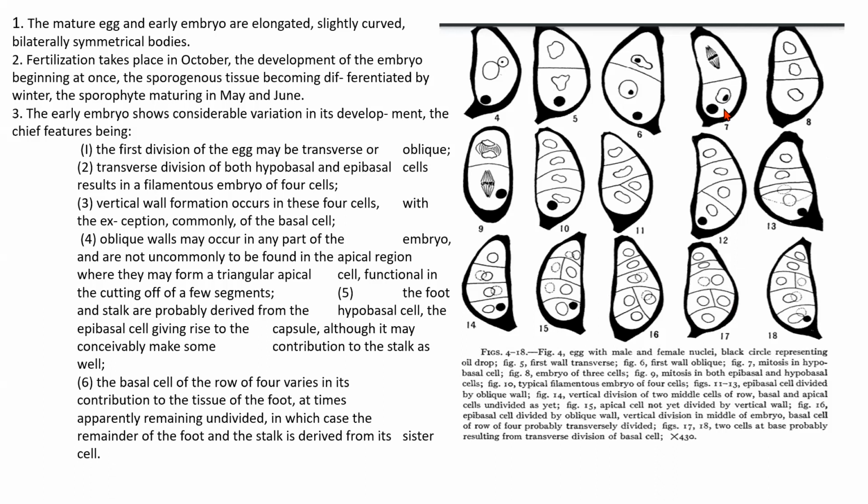Immediately after fertilization, the embryo starts to develop. It first starts as a 2-cell stage, hypobasal and epibasal. The hypobasal cell undergoes a vertical division to differentiate the stalk, the foot and the seta, and the epibasal cell undergoes divisions to form the capsule. So these are a few developing stages of the embryo.